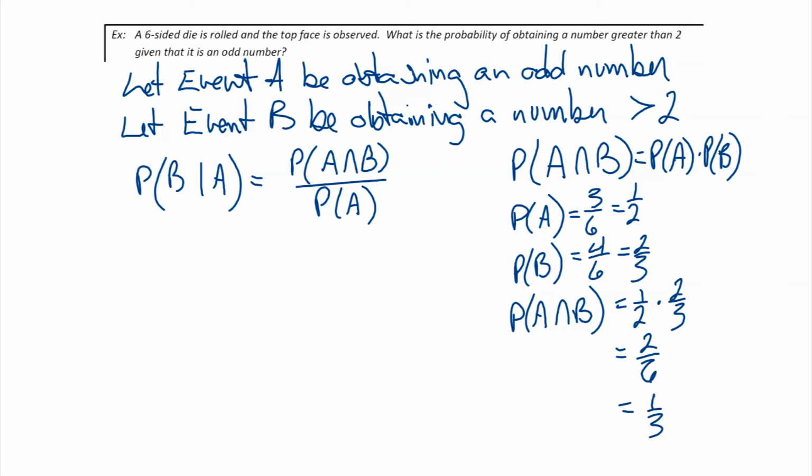Now, once we've got our probability of A and B, we can go back to the equation we were trying to solve, and we can now say 1 over 3 divided by the probability of A, which we said was 1/2. Remembering to solve this, we invert and multiply, so that's the same as saying 1/3 times 2 over 1, which is equal to 2/3.